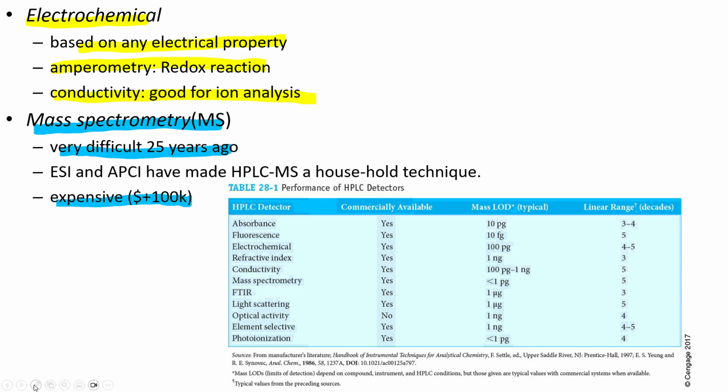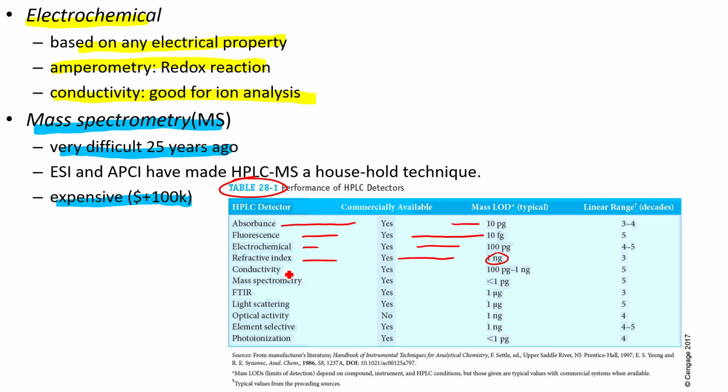So just kind of give you an idea of some of the sensitivity comparisons for the different detectors. This is table 28.1 for HPLC. For absorbance, you can see typically in the picogram range. For fluorescence, you can drop that 3 orders of magnitude, go to the femtogram range. Electrochemical, it's picogram. Refractive index, again, it's much, much higher concentration. It's nanogram, all right, 10 to the minus 9th.